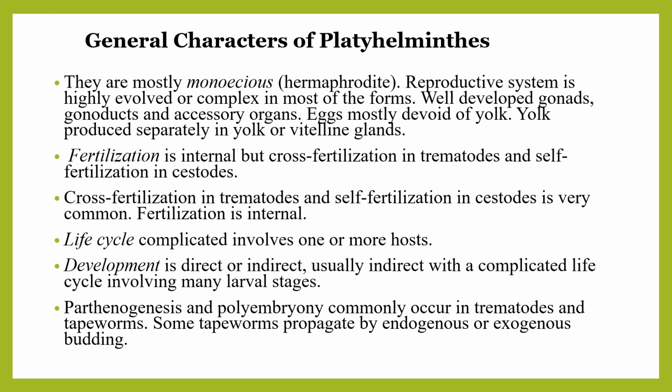Fertilization is usually internal. The life cycle is complicated, involving one or more hosts. The development is direct or indirect, direct without any larval stage or indirect having many larval stages, and the life cycle is sometimes complicated. We could find parthenogenesis and polyembryony, commonly occurring in trematodes and tapeworms. Sometimes the tapeworms propagate by endogenous or exogenous budding.